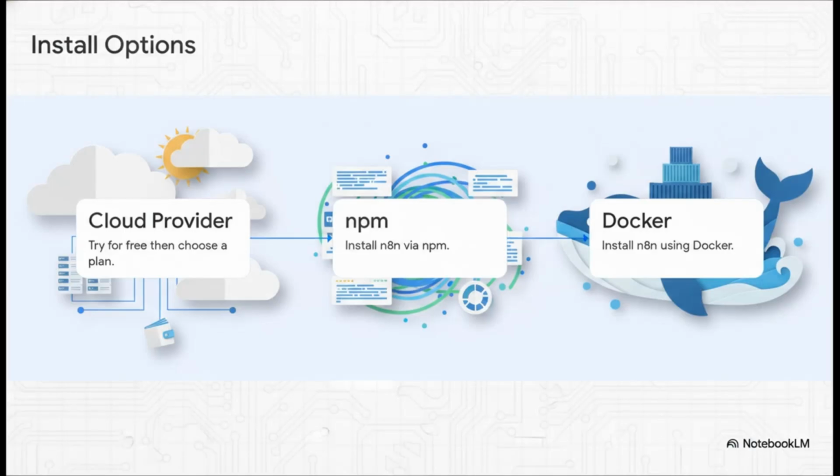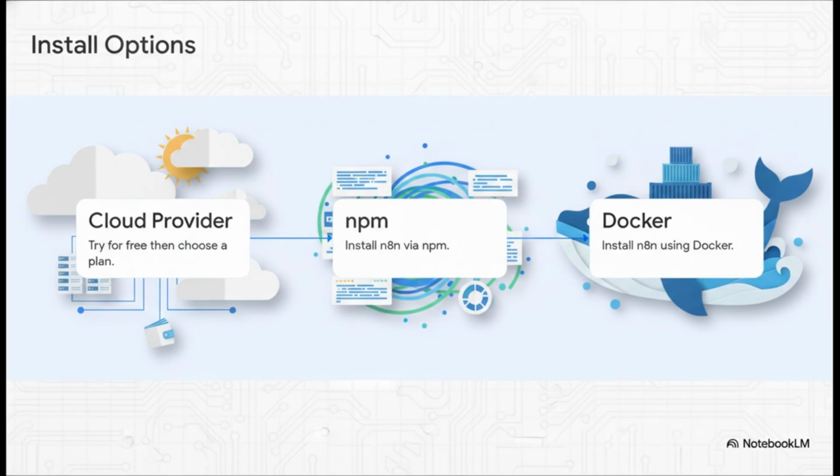The documentation lays out a few primary paths to deployment, really catering to whatever technical level you're most comfortable with. Step 1, use a cloud provider. You can try it out for free on n8n Cloud and then pick a plan later. Honestly, this is by far the fastest way to get your hands dirty and start building workflows without managing a single piece of infrastructure.